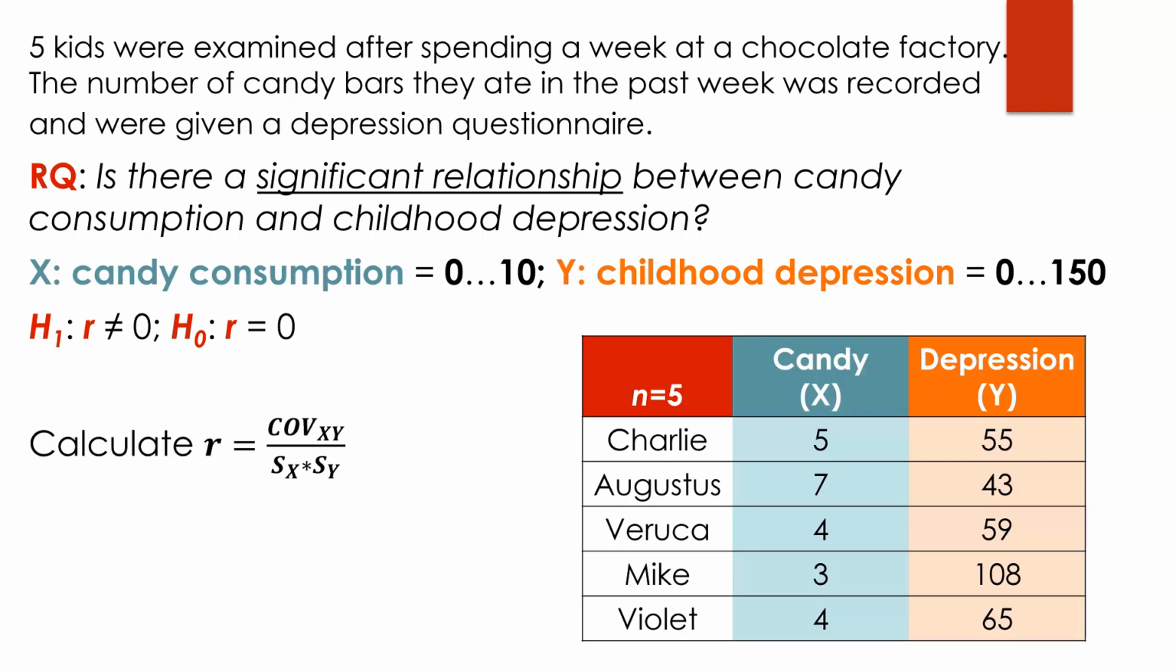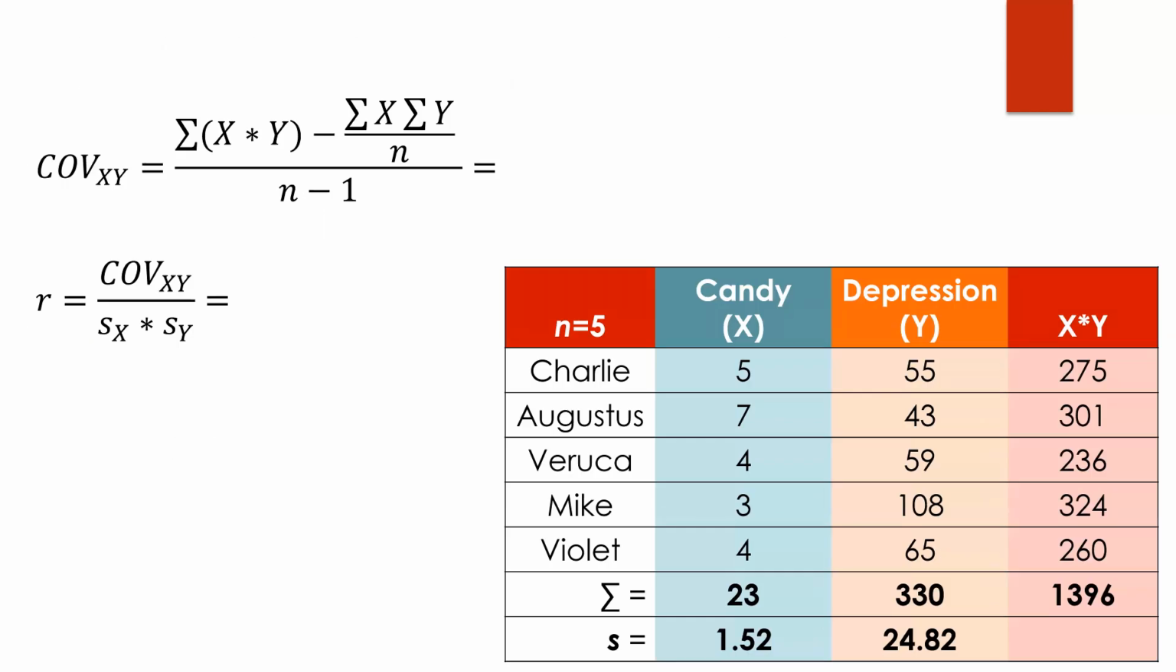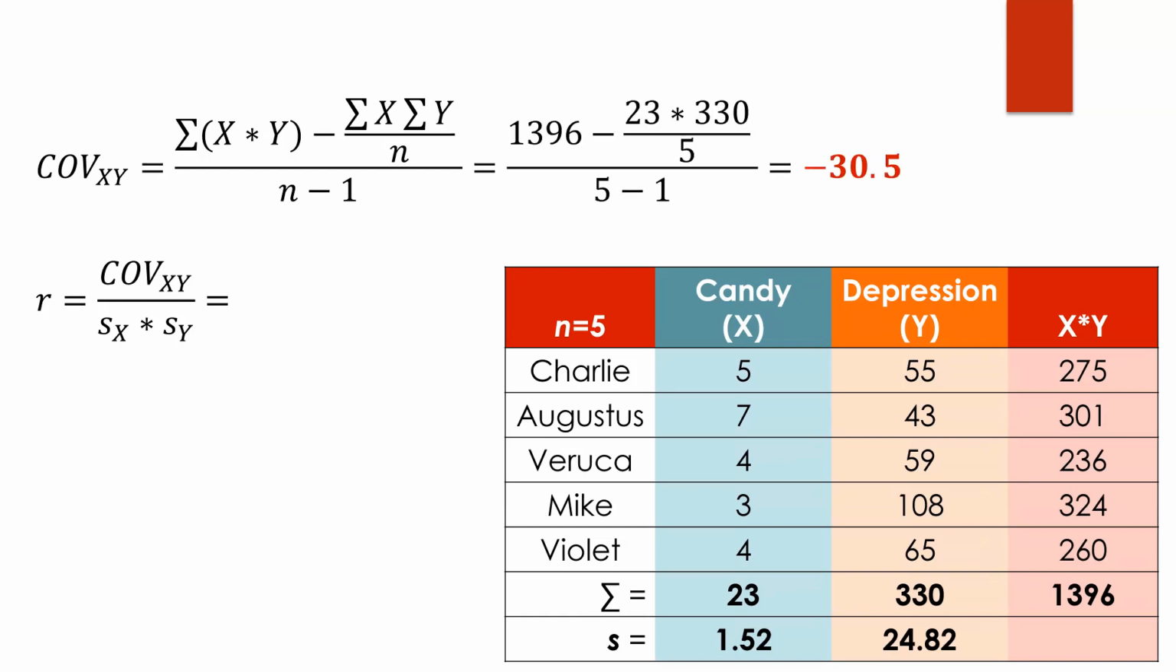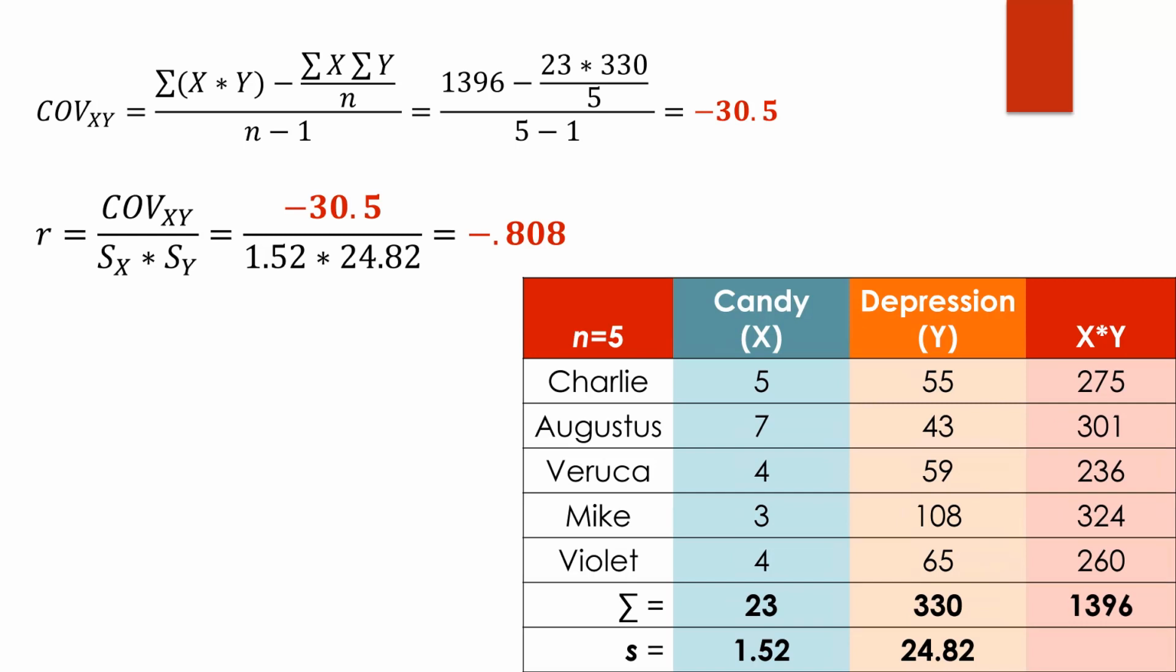And then we have our R-score, and we actually need to calculate that. So let's do that together right quick. Already got the elements there calculated for you. So go ahead and pause the video and plug in everything, find your covariance, and then use that to find your R-score. Now the numbers you should have gotten: the covariance is negative 30.5, and your R-score is negative 0.808.